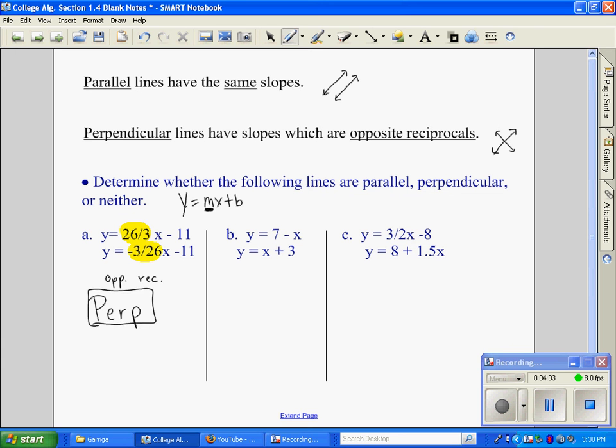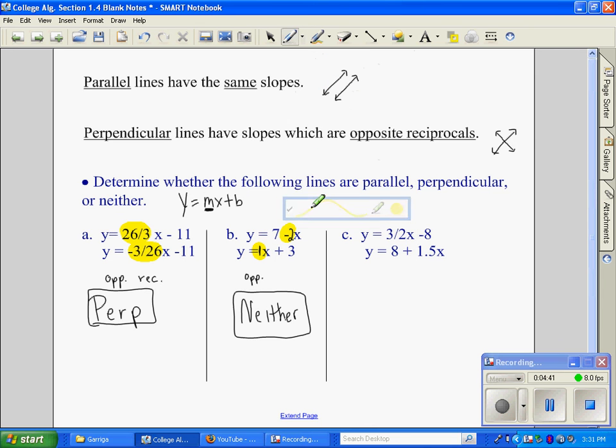In equation B, this is y equals 7 minus 2x. And the second equation is y equals x plus 3. We're only concerned with the slope. So the slope of the first equation is negative 2, and the slope in the second equation is a known 1. One's negative and one's positive, so it's opposite, but it's not the reciprocal. Since it's not either one, it's going to be neither.